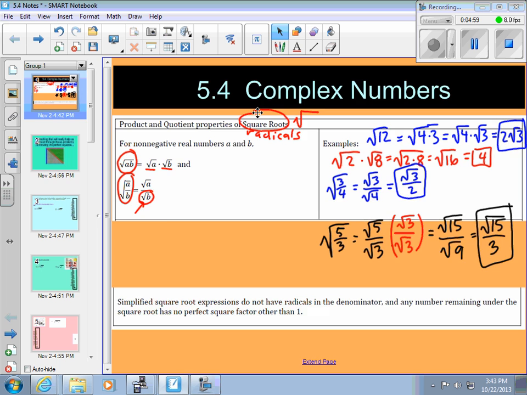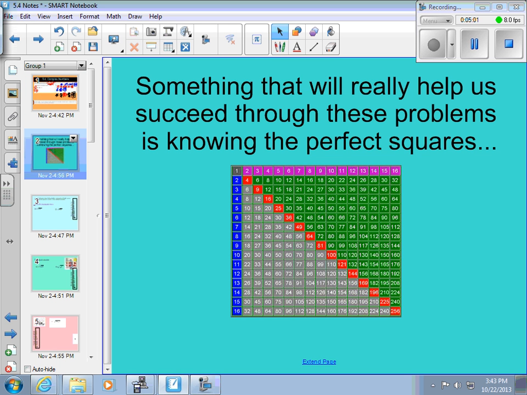Now, when you're doing these, they become a lot easier if you know some of these numbers that we're looking for, some of these perfect square numbers. In this chart you can see some of those perfect squares. That's anytime you multiply the same number by the same number. So 1 obviously is 1. That's not one we're going to really use to simplify, but 2 times 2 gives us 4. 4 is a perfect square. 3 times 3, or 3 squared, is 9.